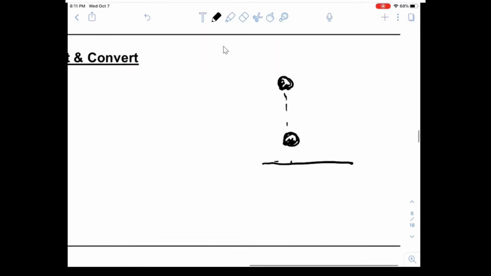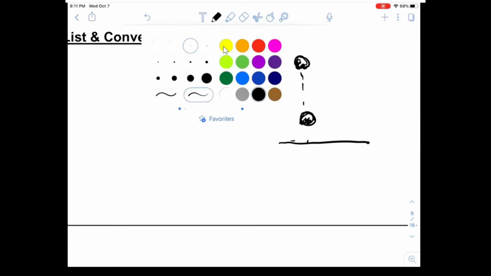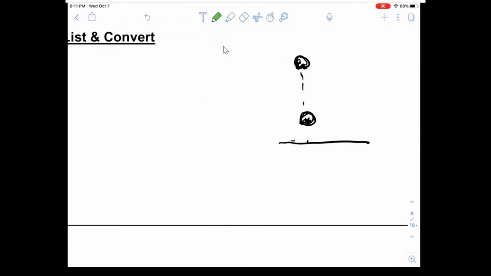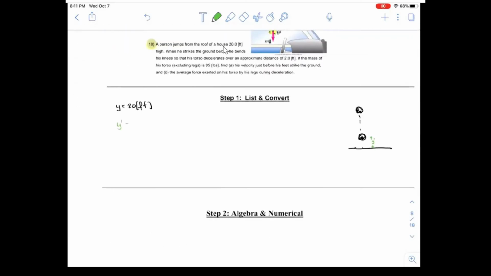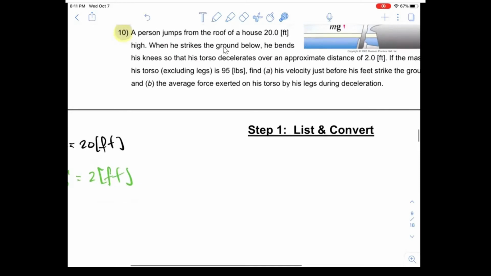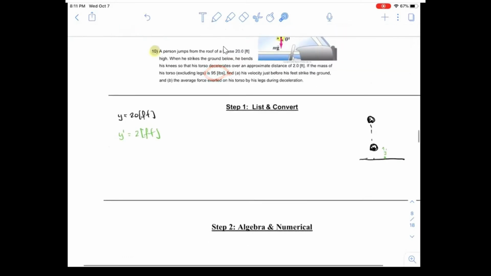Let me add a notation here so we don't get things confused. He's going to decelerate through this distance. I'm going to make this y prime, which is about 2 feet. The torso is going to have that mass, which is 95 pounds.